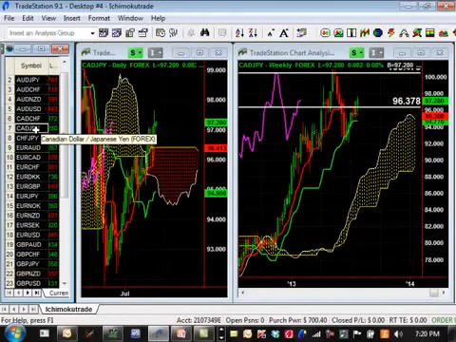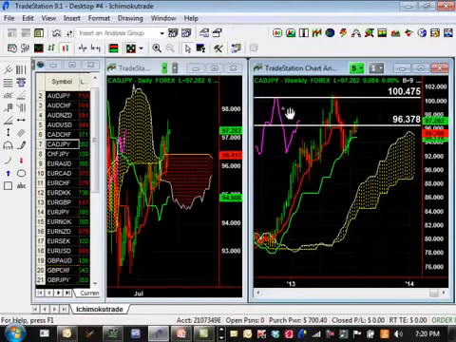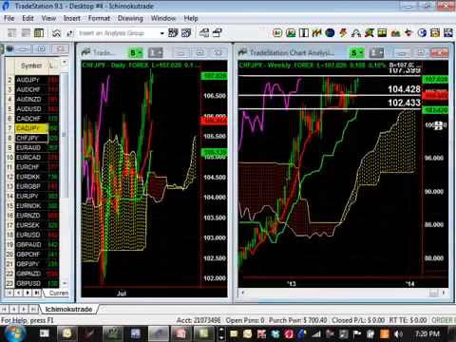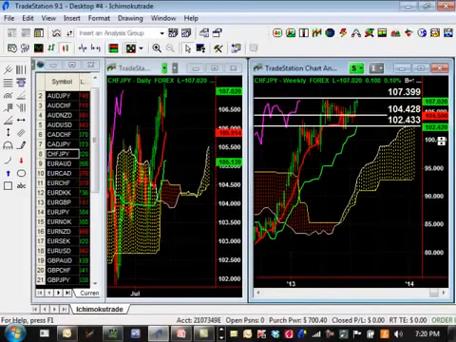CAD yen, still bullish. Really hasn't gone through a pullback at all. Support on this one's going to be 96.37. Resistance is going to be 100.47. Swissy yen, really still trending here, very strong, just like the CAD yen, but this seems to be stronger. It's butting against its resistance right now, which is 107.39. Support on this one's going to be 104.42.